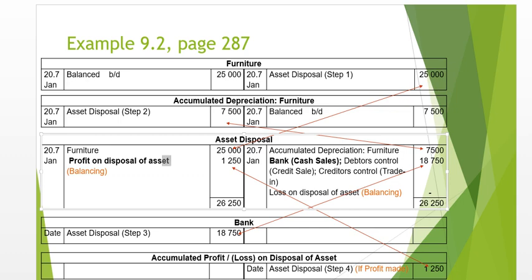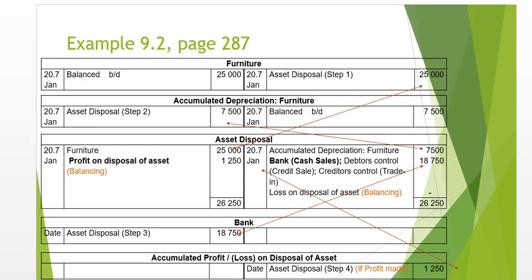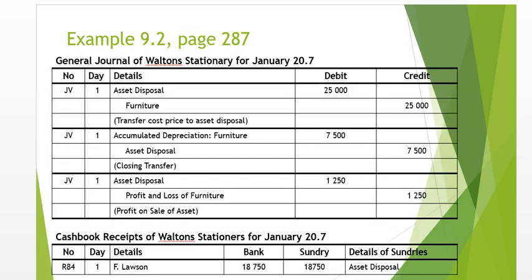And if it's on a debit side in our asset disposal procedure, then that means we made a profit on disposal of this asset. So in our accumulated profit on disposal of assets, we will credit 1,250 Rand. Okay, so that's in a nutshell just your asset disposal procedure. You need to know what we do in our general journal. So that's relatively simple.